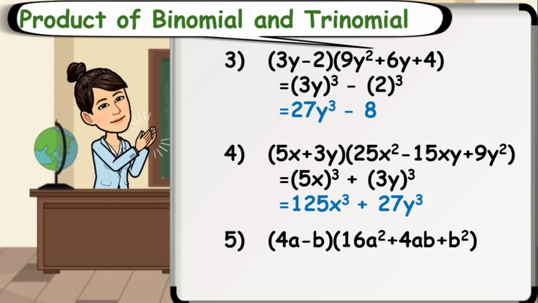And lastly, number 5, the quantity of 4a minus b times the quantity of 16a squared plus 4ab plus b squared. The pattern was satisfied again, so we will just apply the identity by getting the cube of the first term of our binomial, which is the quantity of 4a raised to 3, minus the cube of the second term of our binomial, which is b cubed. Simplifying, we have 64a cubed minus b cubed as our final answer.